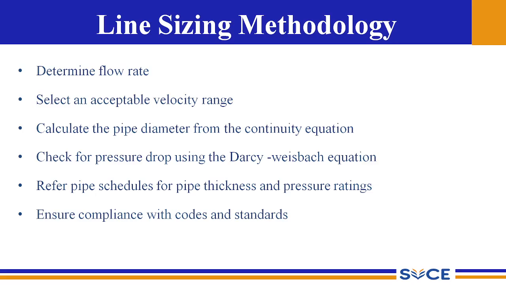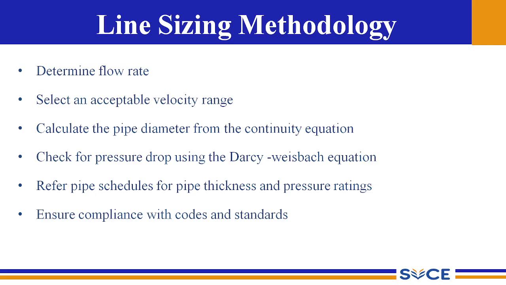Then using the value of the flow rate and the acceptable velocity range, you can calculate the pipe diameter from the continuity equation, that is, Q, the flow rate, will be equal to the cross-sectional area of the pipeline times the flow velocity. So calculate the pipe diameter using the continuity equation, Q is equal to A into V.